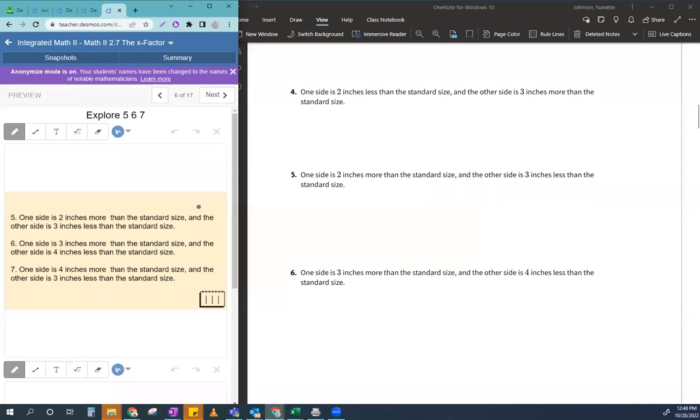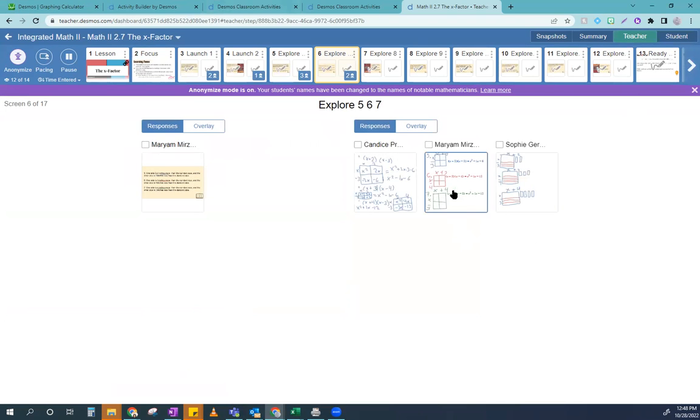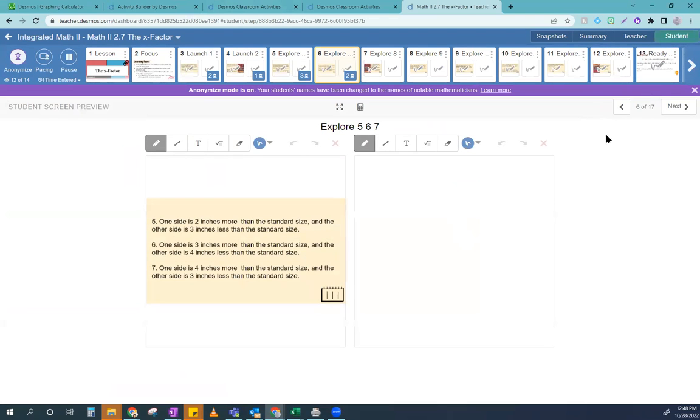Then it says, now just practice more. One side is 2 inches more, and one side is 3 inches less. So I'm gonna go check your answers to see if you all agree. Oh, we have to wait. Let's take some time because we only have a couple people finished with this one. So I'm gonna pause. I want you to do this one right here, which is 5, 6, and 7. I want you to write it out.